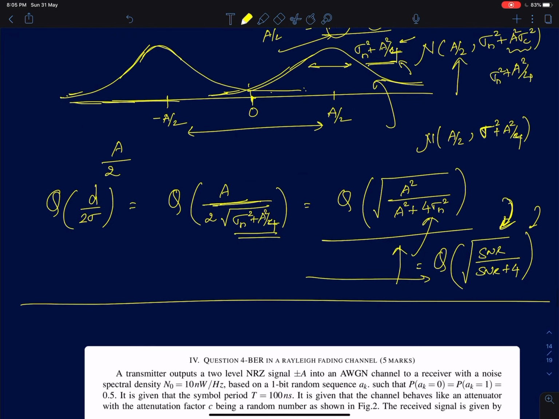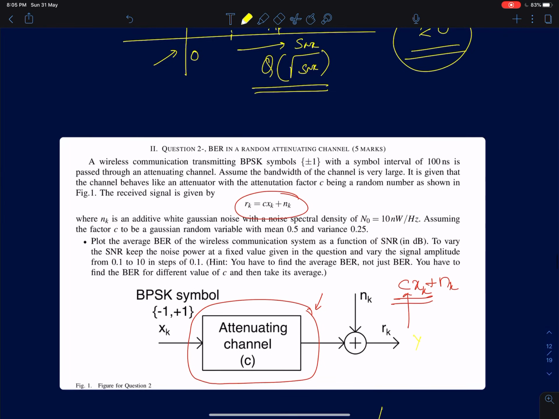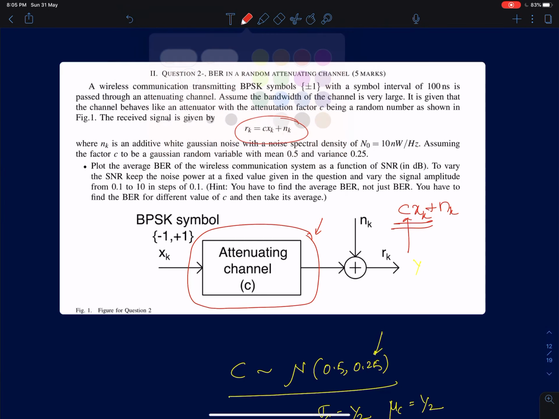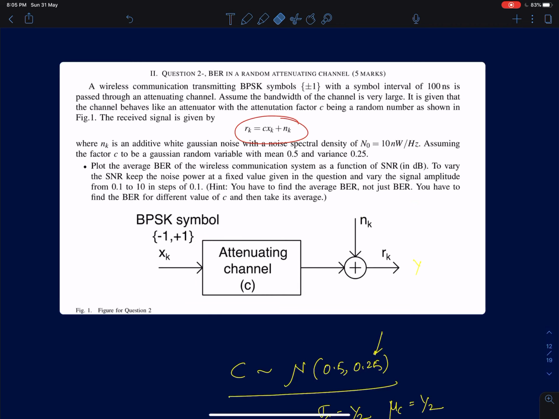Now how do you simulate this? I just made a small mistake while giving out the question, because I simulated it differently, but while typing the question, the hint I gave was not accurate here. So I said you have to find the average BER, not just BER. I think it is true, you have to find the average BER, and you have to find the BER for different values of C and then take its average. This will be fine for mathematical analysis, but this can come across as a little bit confusing for simulations.